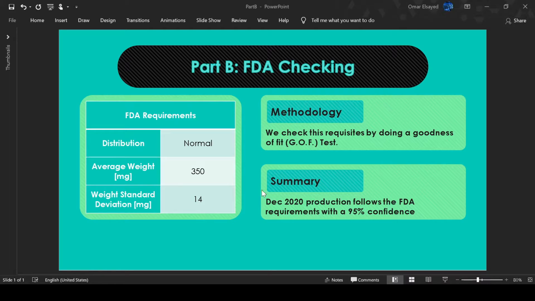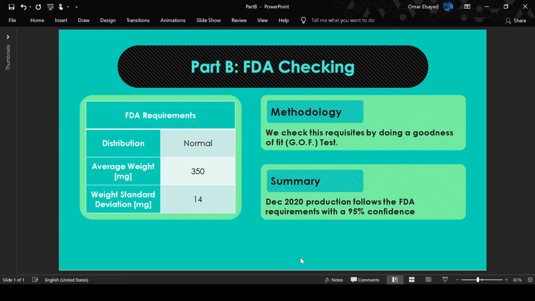So we do so by doing the GOF test, which I will show now in Excel. In summary, the production of December 2020 follows the FDA requirements with a 95% confidence.